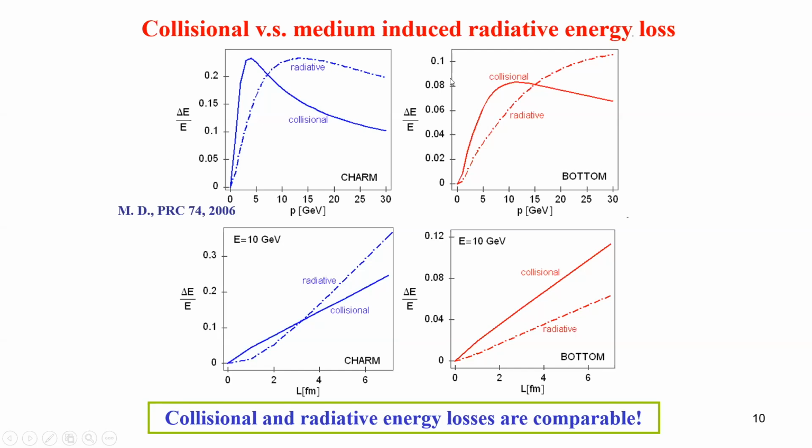By looking at these two figures, collisional energy loss corresponds to full curves, while dot-dashed curves correspond to radiative energy loss. We clearly see that collisional and radiative energy losses are comparable. In some cases, for example for bottom quarks, the collisional energy loss can even become larger than the radiative energy loss. This leads to the conclusion that collisional energy loss is important, and it has to be included in the calculations of jet suppression.